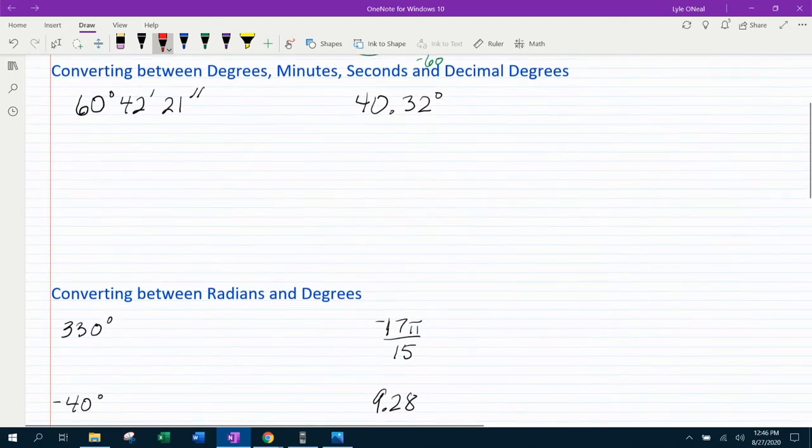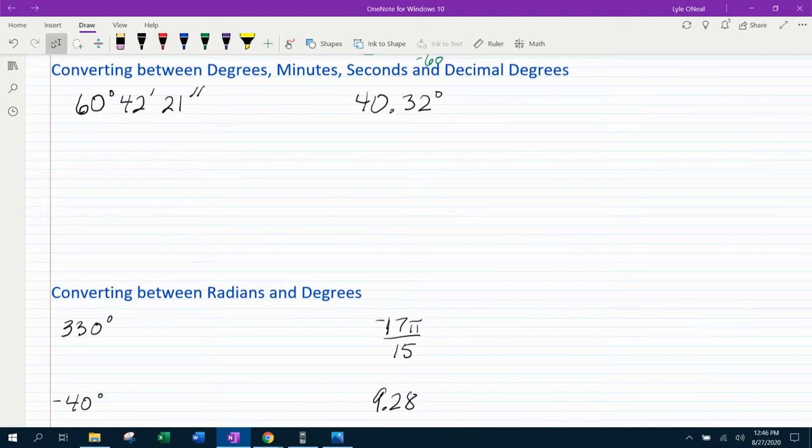Next, you're going to need to know how to convert from degrees, minutes, and seconds to decimal degrees. Probably the calculator is the easiest way to do that, but to show how to do that manually, if you've got degrees, minutes, and seconds, and you want to convert to decimal degrees, you're going to start with your seconds, and you're going to divide that by 60.